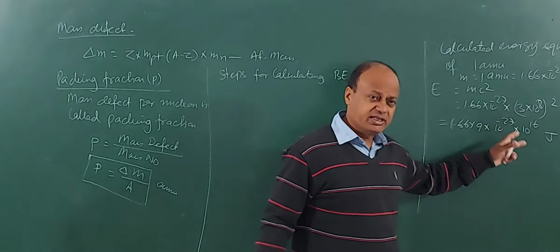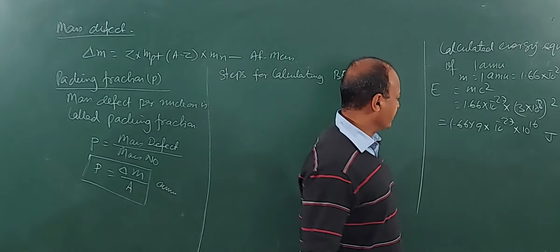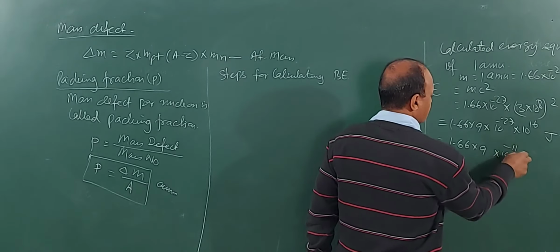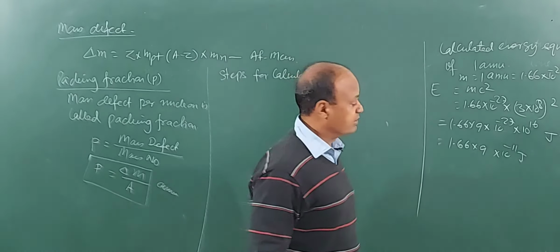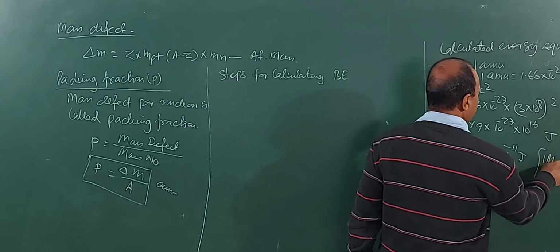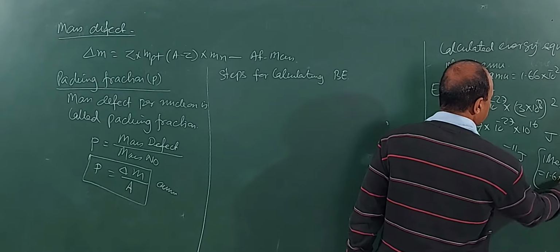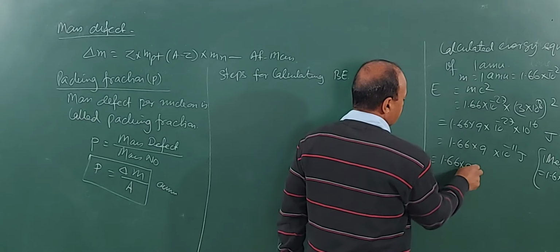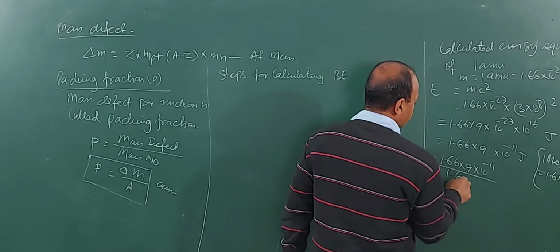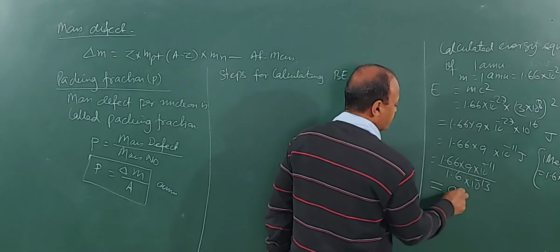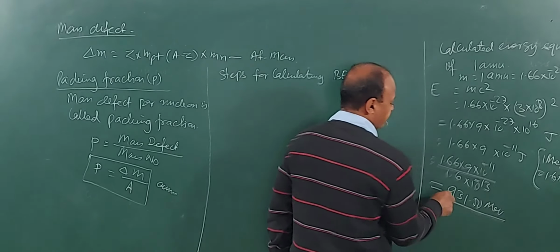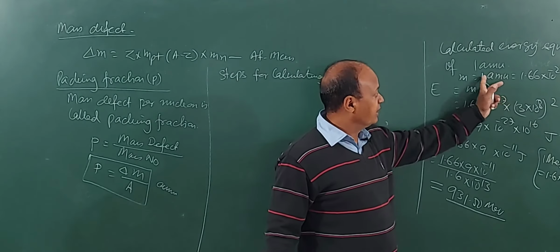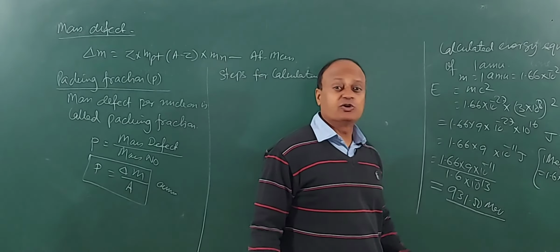But this is a very small energy in joule. So, if we simplify, it is coming to be 1.66 into 9 into 10 to the power minus 11 joule. I will convert it into million electron volt, and 1 million electron volt, you know, is 1.6 into 10 to the power minus 13 joule. So, I will divide 1.66 into 9 into 10 to the power minus 11 by 1.6 into 10 to the power minus 13. And if you solve it, it comes to 931.50 million electron volt, MeV. So, it is very important for you to know that if mass is one atomic mass unit, then the energy equivalent will be 931.50 million electron volt.